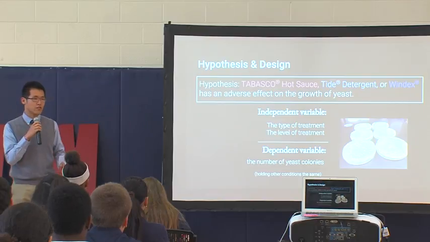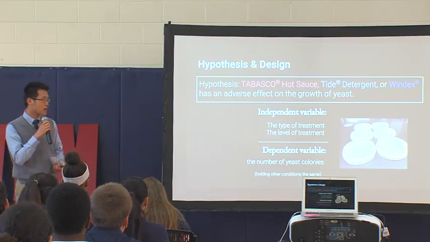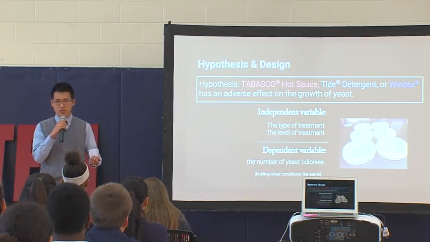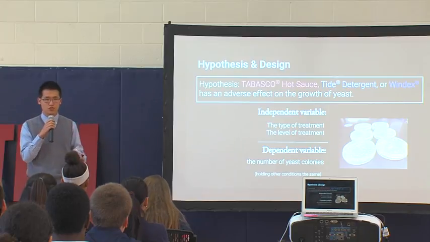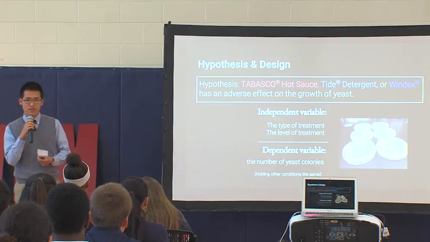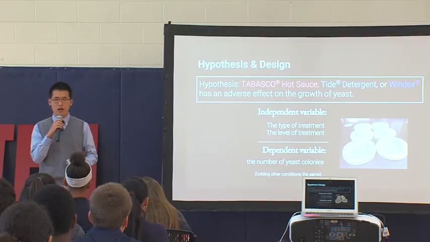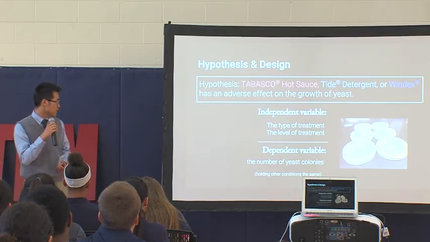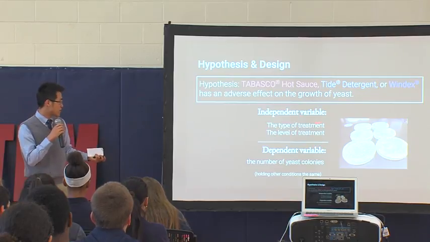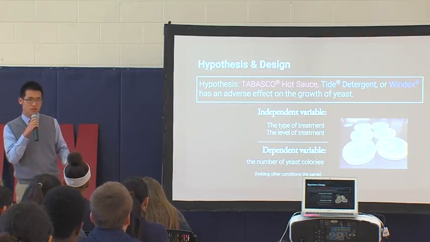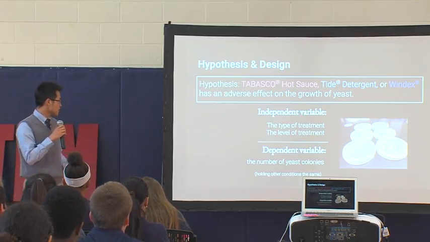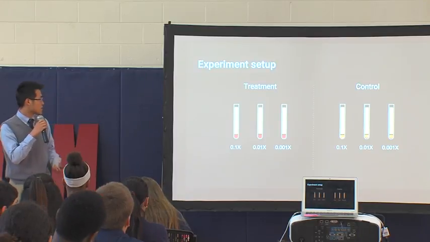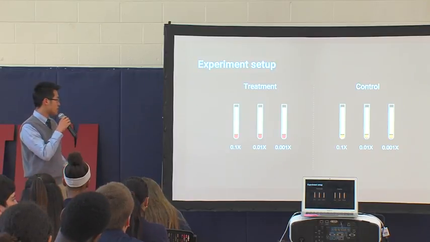To take into account both of these variables, I apply these three alternative fungicide options at different concentrations to different cultures of baker's yeast, and I measure the number of yeast colonies that grow from each of these cultures. Here's a photo showing what yeast colonies look like. And this is what my experiments look like.